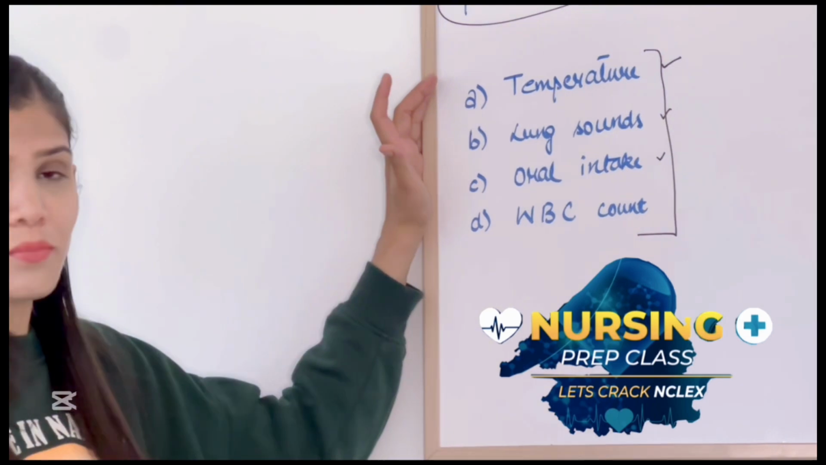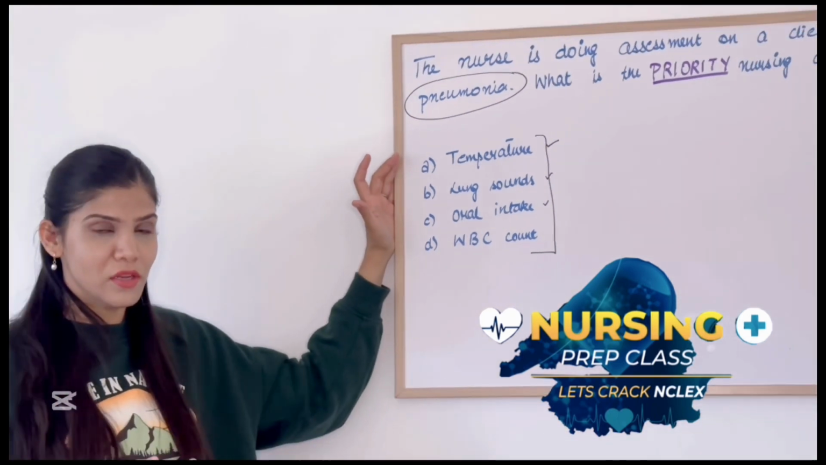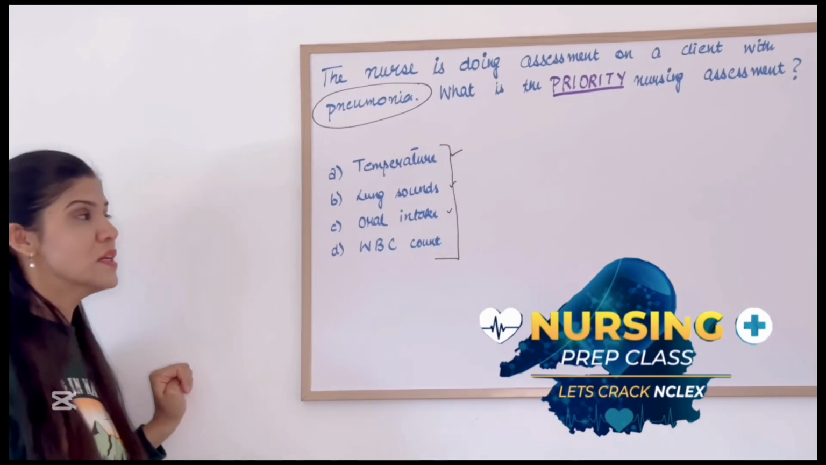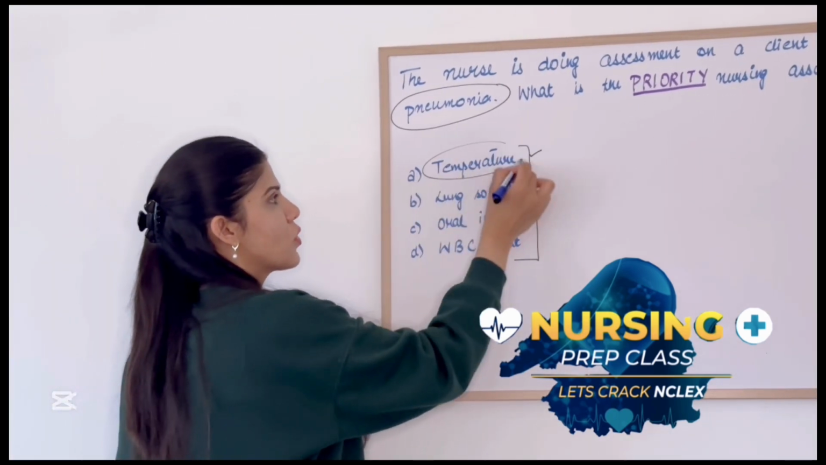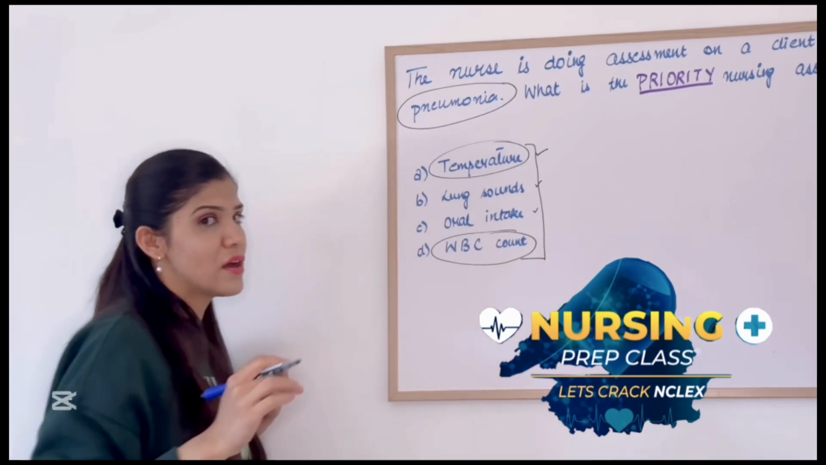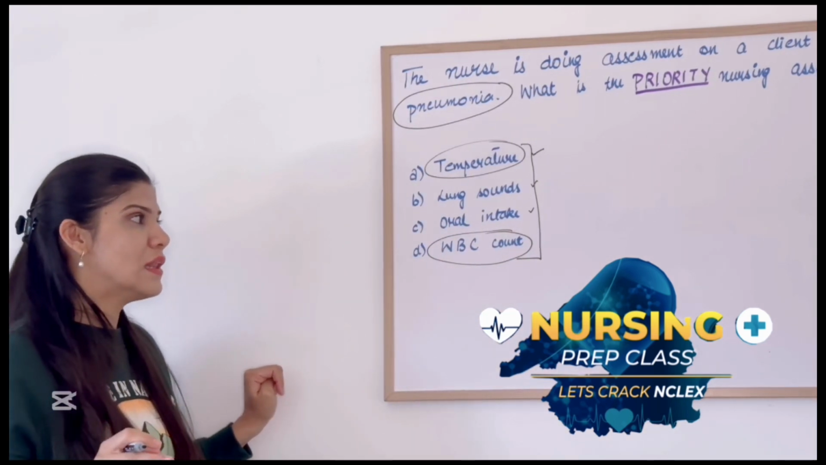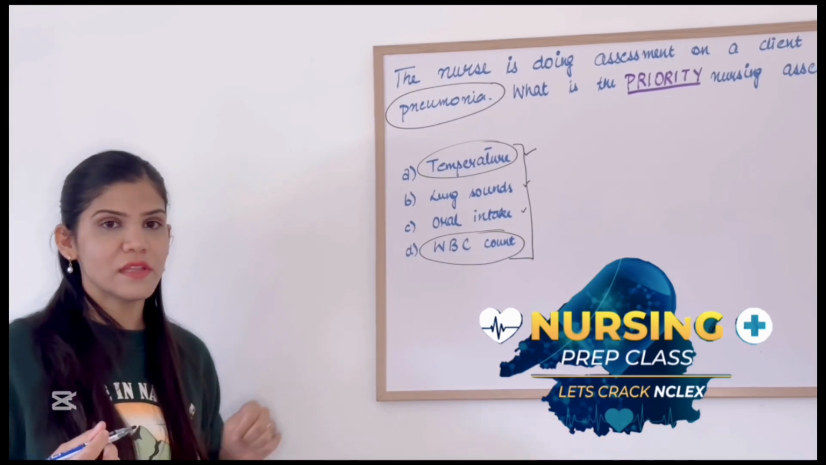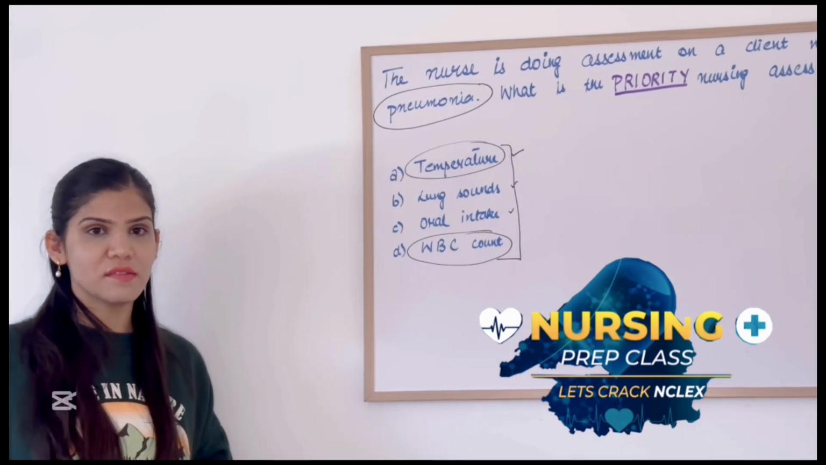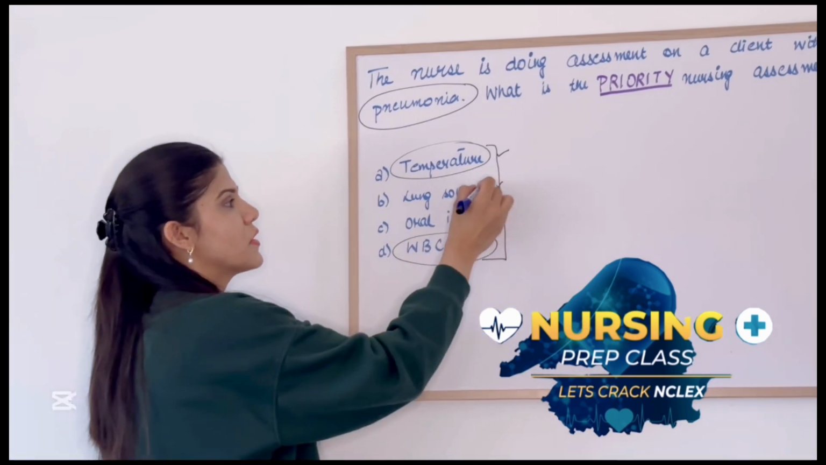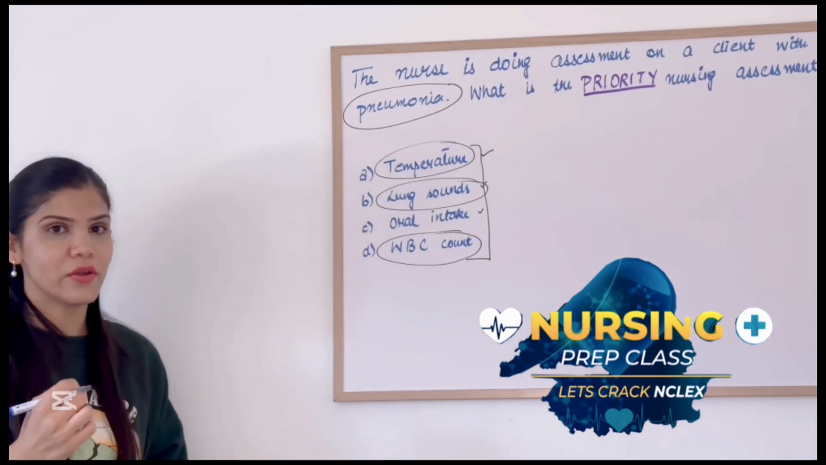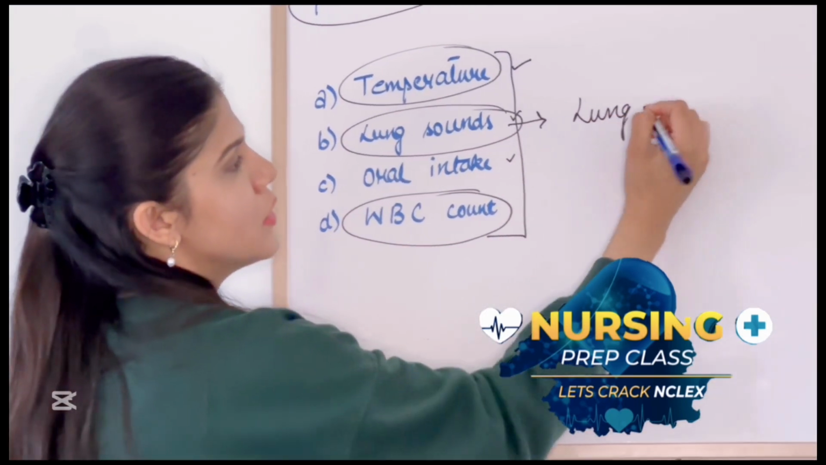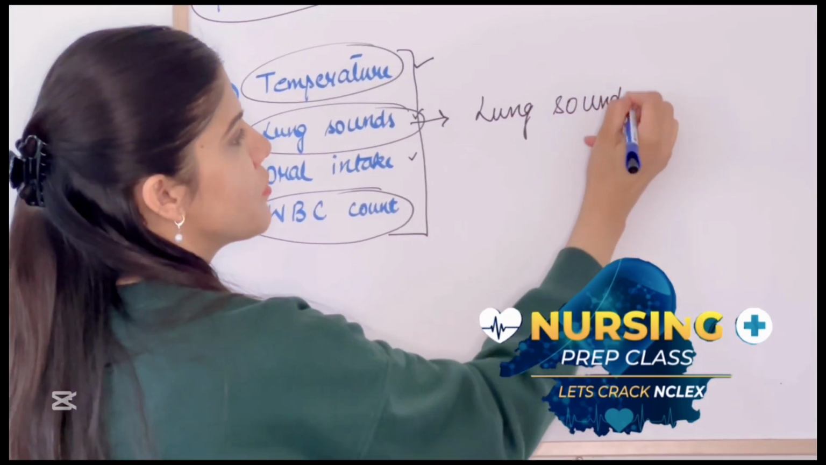We can wait for temperature because this is something very common in pneumonia, and so is the WBC count. This is also common in pneumonia. Since both of these signs are common in pneumonia, these are of low priority. Now we are left with lung sounds and oral intake, out of which obviously if we look at the category of A, B, C's, airway, the respiratory system is of high priority. Therefore, our correct option is lung sounds. So we are going to first monitor lung sounds in this case.